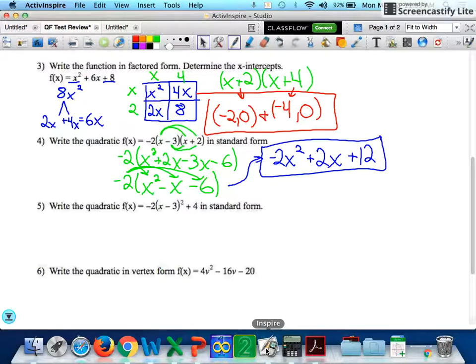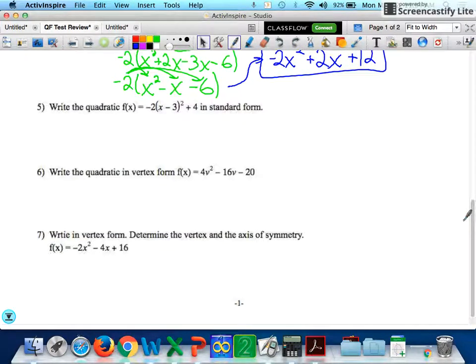So for number 5, we want to write this quadratic in standard form. Okay? And the tricky part of this one is it's in vertex, and we don't like going from vertex to standard. It just weirds people out a little bit. But I'm telling you right now, it's not a whole lot harder than the last problem. Really, you just have to kind of get off on the right foot, and then you're right back where you were with the last problem.